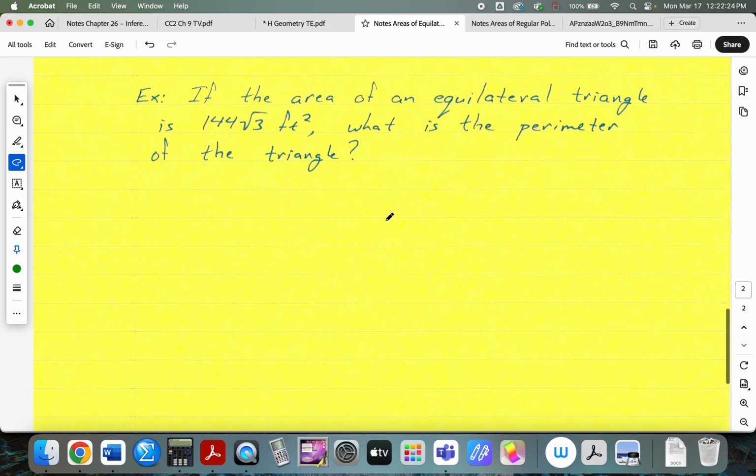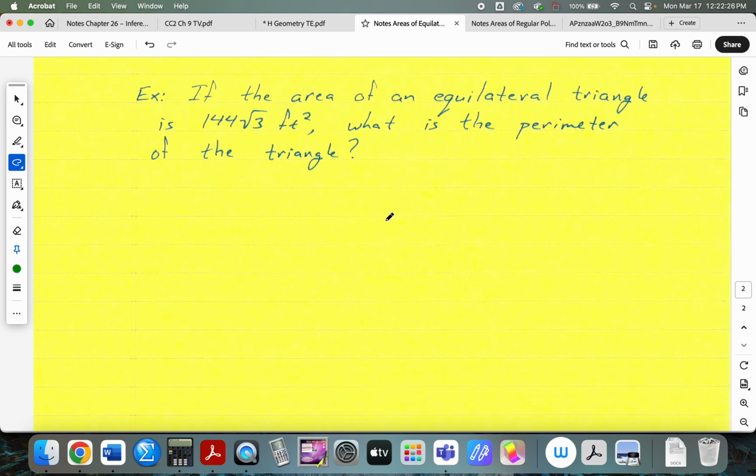All right, let's try this one. If the area of an equilateral triangle is 144 square root of 3 square feet, what's the perimeter of the triangle? Well, the first thing we would need to find is how long the sides are. So I'm going to again use that second formula. I think most students like it better. Like I said, it doesn't matter to me. So it'd be 144 square root of 3 is equal to s over 2 squared times the square root of 3.